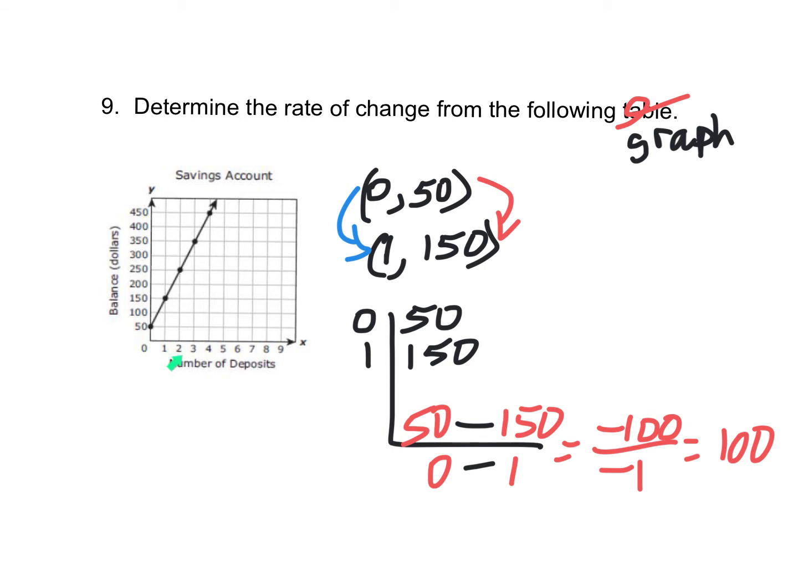So our rate of change, it looks like every time we make a deposit, we deposit an additional $100. Now you see at 0 it started at 50, so that's why with our first deposit we're not at 100, we're at 150. But the rate of change is $100 per deposit. So we can go ahead and write that down. So $100 per deposit. All right, and that's a look at rate of change.